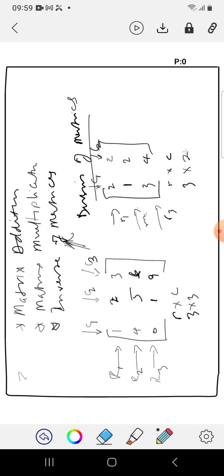Let me save this page. Okay, now let's talk about the addition of matrices. I'll probably send you the saved pages later.